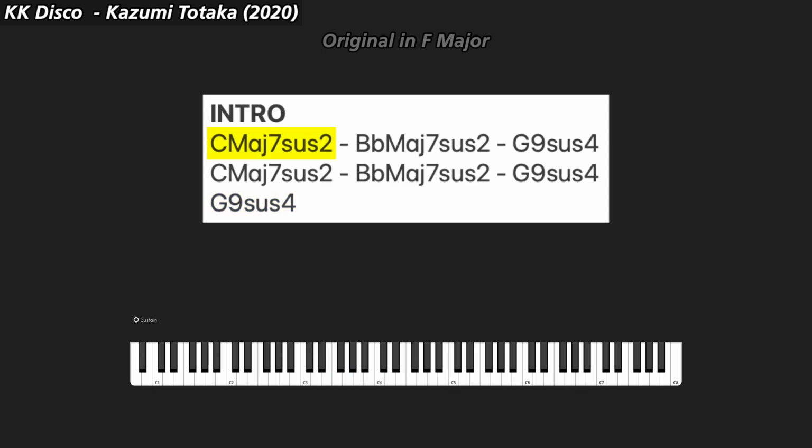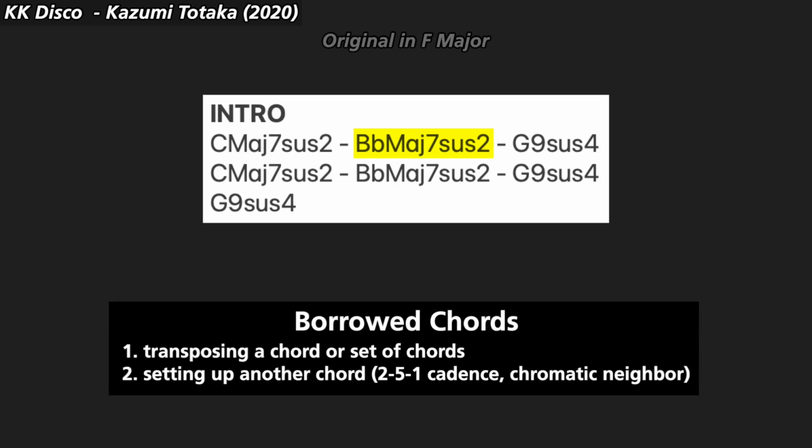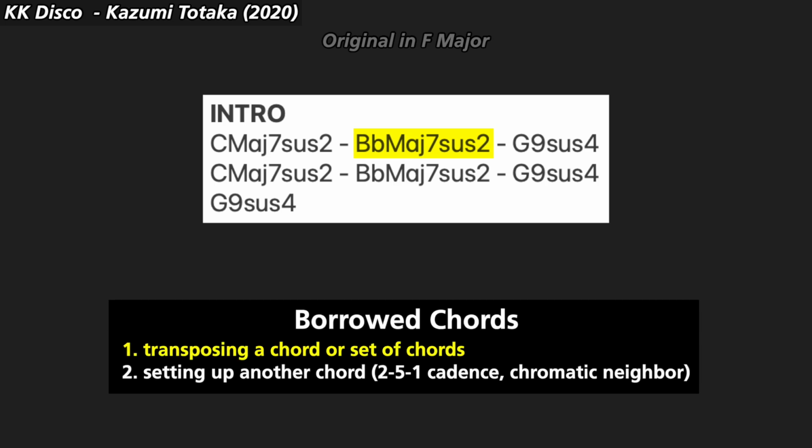We start with our one chord in what sounds like a major 7 sus2. We go to the flat 7, B flat. The second chord is already not from the key of C major. This is one way of doing borrowed chords. You take the same chord shape and move it to a different root.